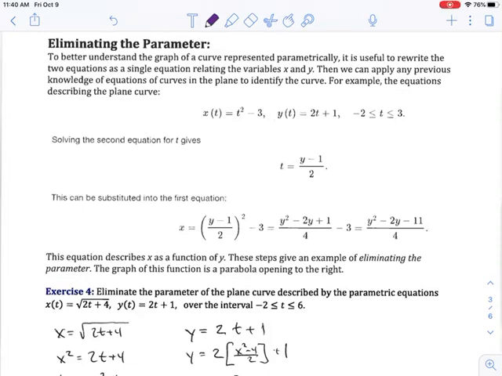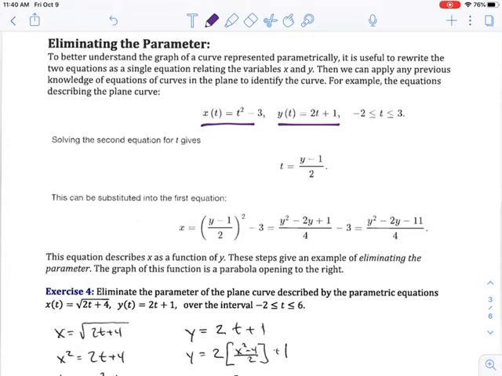In this video, we are going to look at how to eliminate the parameter. We know that the parameter is the variable t. And so we know that x is a function of t and that y is a function of t. Sometimes it's useful to eliminate the parameter.